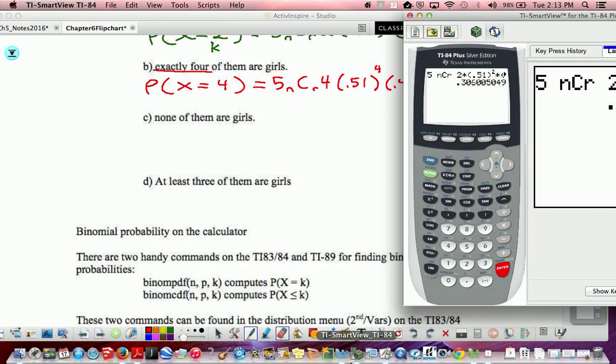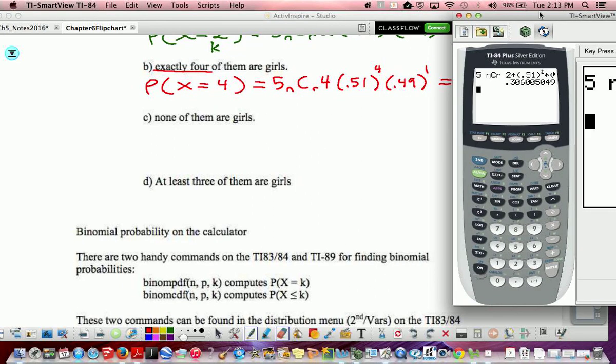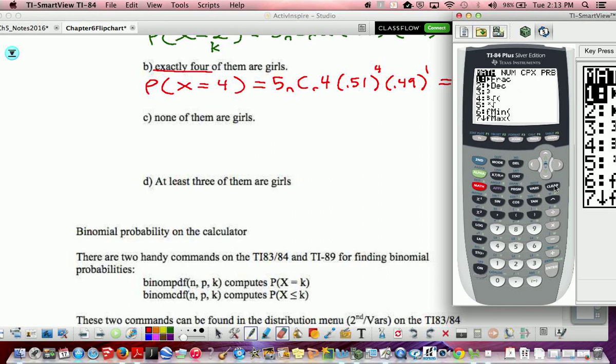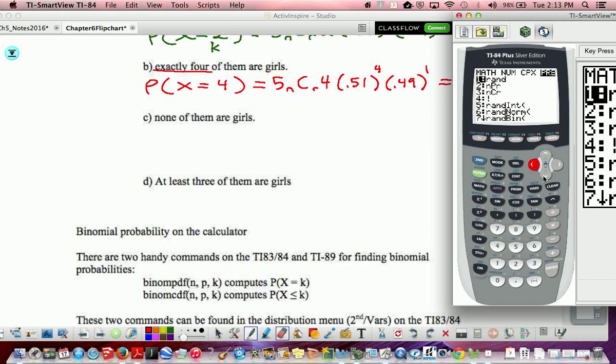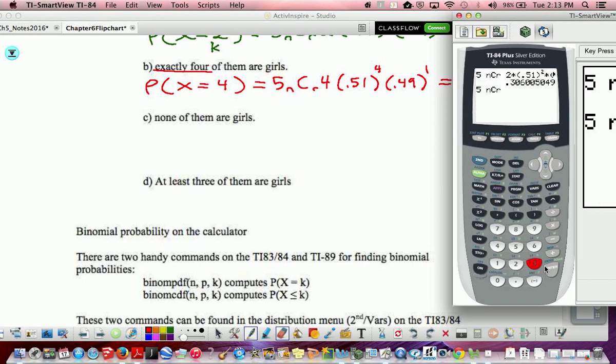Now, calculator time. 5, math, probability, choose 4, times 0.51 raised to the 4th, times 0.49. Do I have to say to the first? That's what I like at least about this one. I don't. 0.1657.